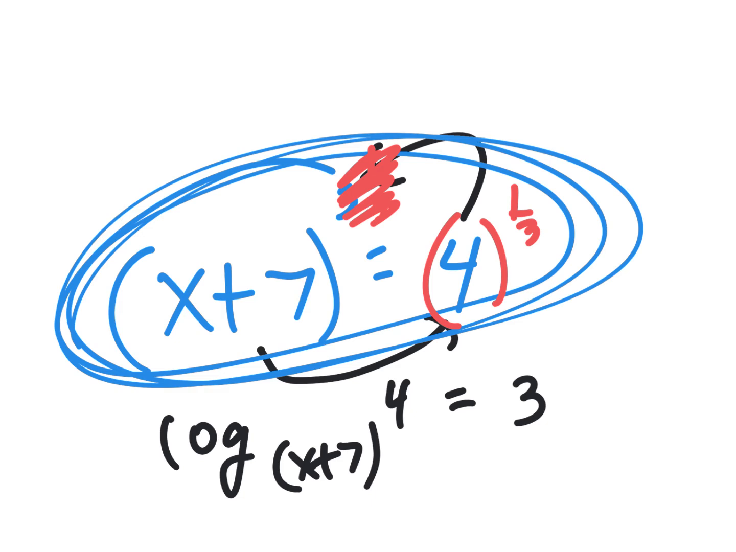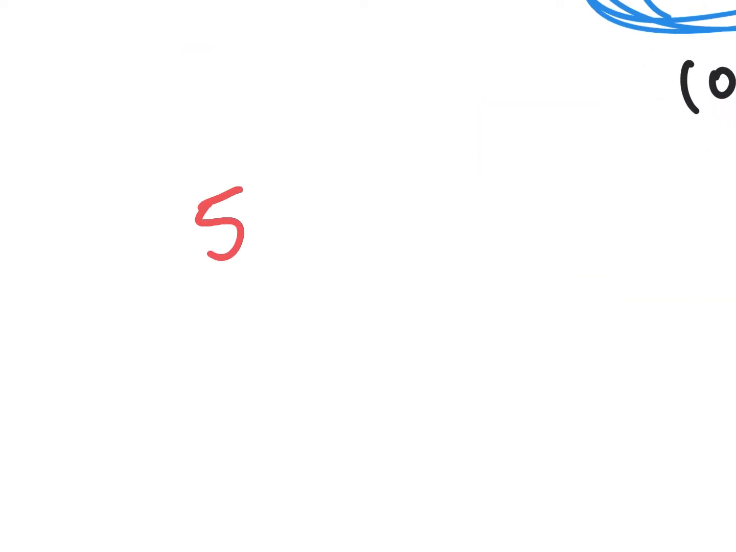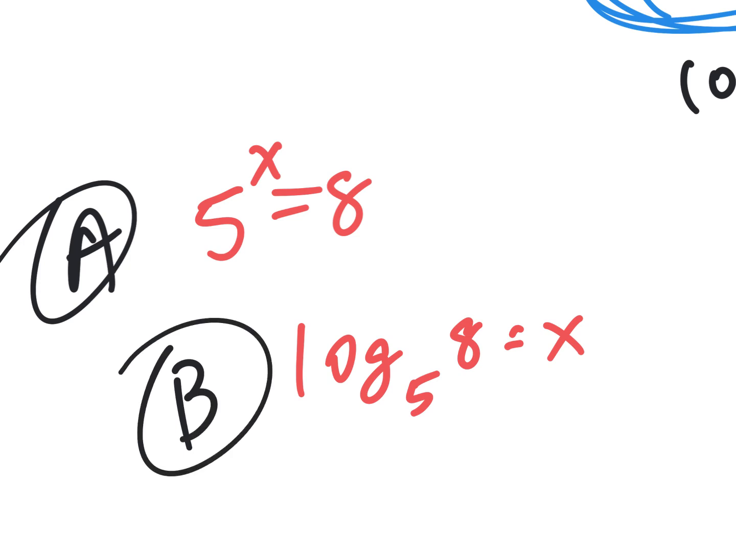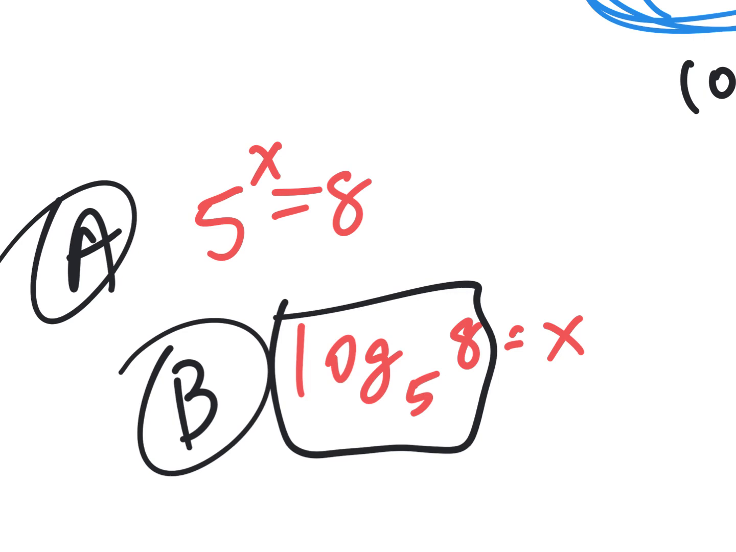So it really comes down to which one's easier to solve. So I go back to the thing I taught you at the beginning. And this: log base 5 of 8 equals x. Which one's easier to solve? Bottom. A, B. B is solved. Yeah, the x is already alone. You just have to know what that is, which you could use a calculator or a chart.